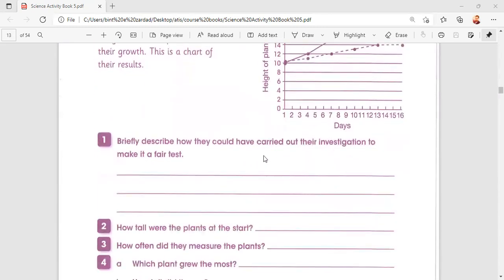So how tall were the plants at the start? You can see how tall the plants were at the start. Both plants were 10 centimeters.